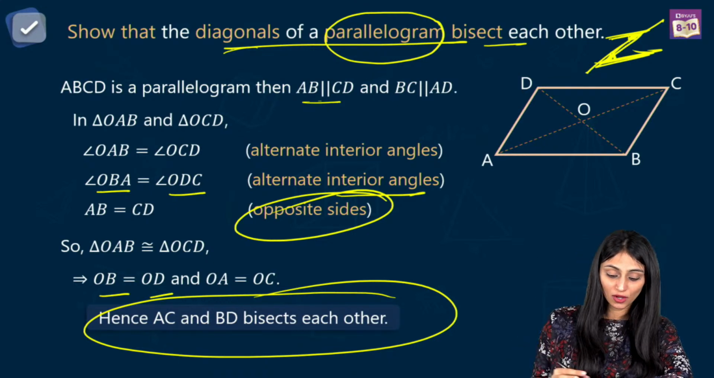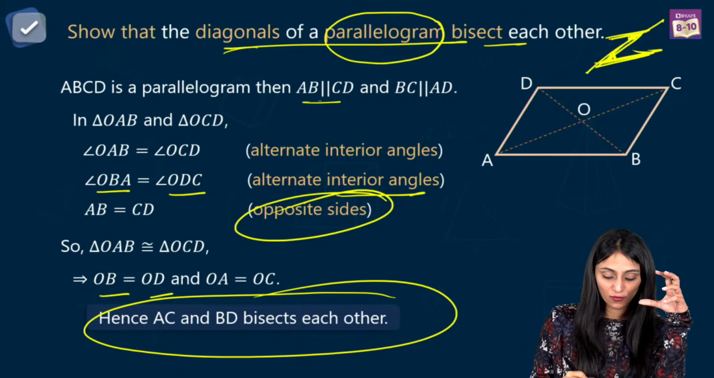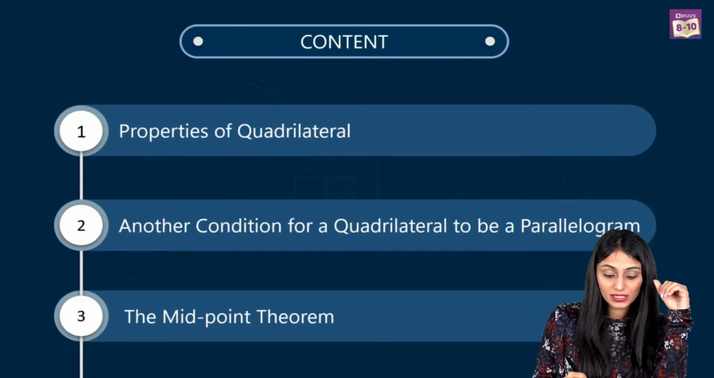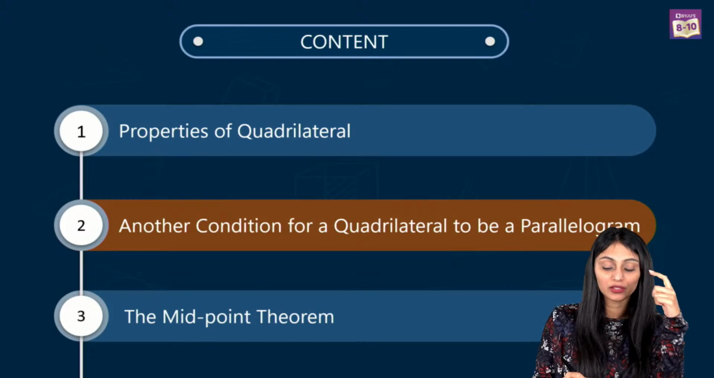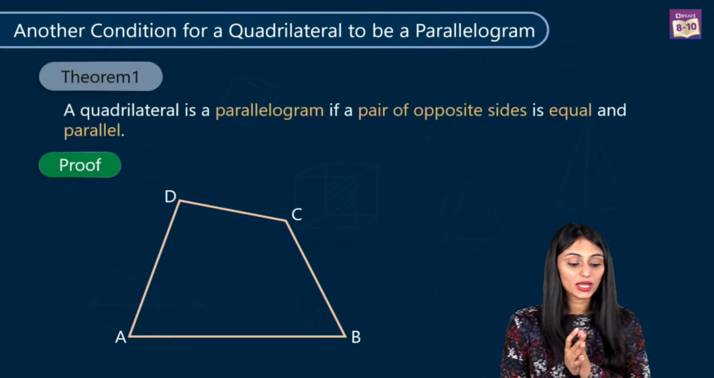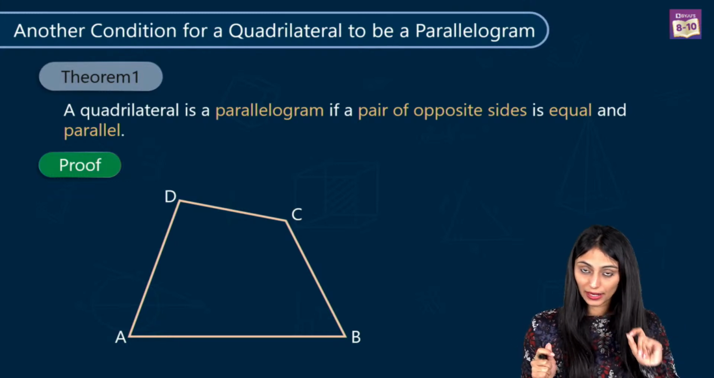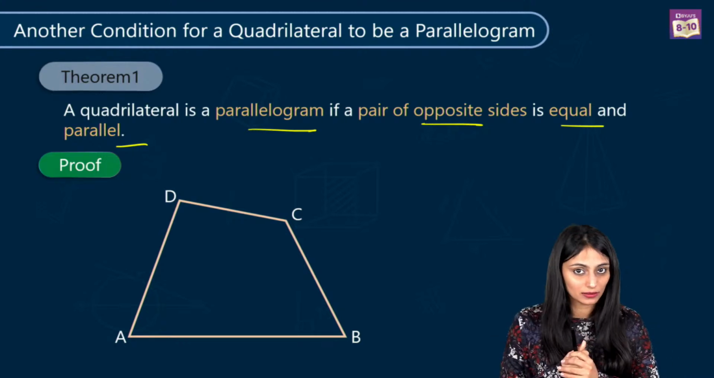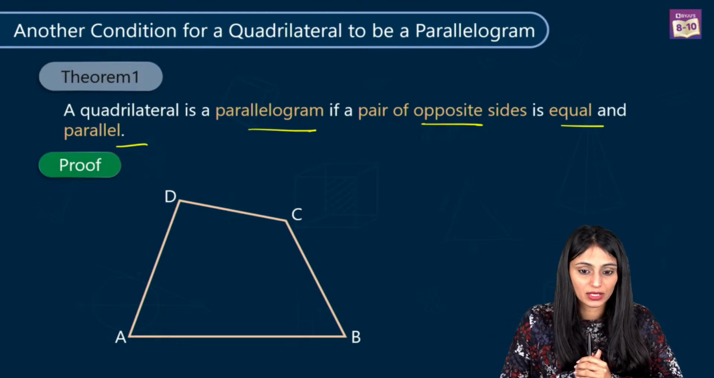Great. Alright. So this was about the properties of quadrilateral. Now let's move ahead. Let's see what do we have next. So our next topic is about another condition for a quadrilateral to be a parallelogram. Alright. So we learned this theorem, right? A quadrilateral is a parallelogram if a pair of opposite sides is equal and parallel, right? This is what we have learned.